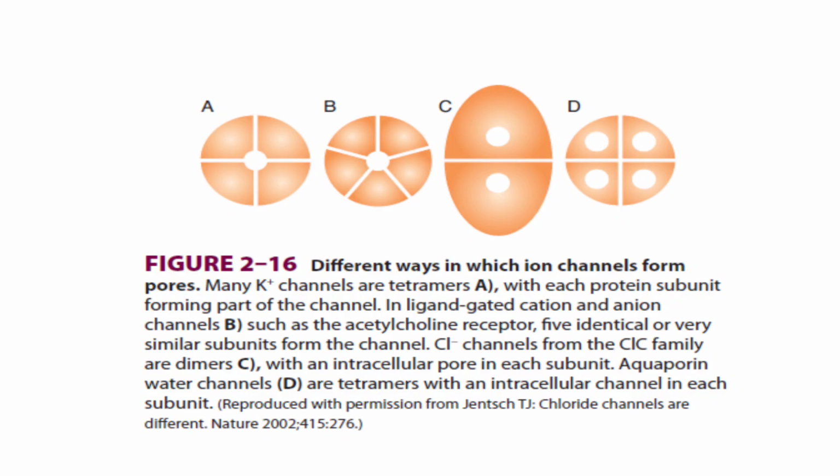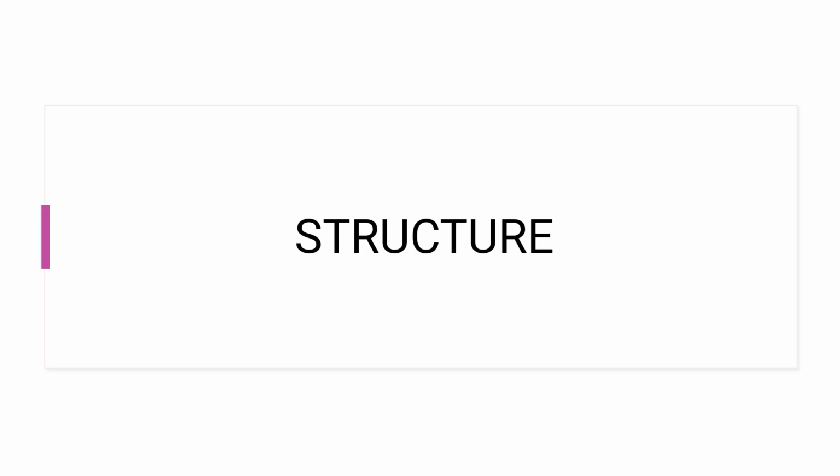The third is the chloride channel from the CLC family, and it has an intracellular pore in each subunit. The fourth channel is the aquaporin water channel. It is a tetramer with a channel in each of these subunits.